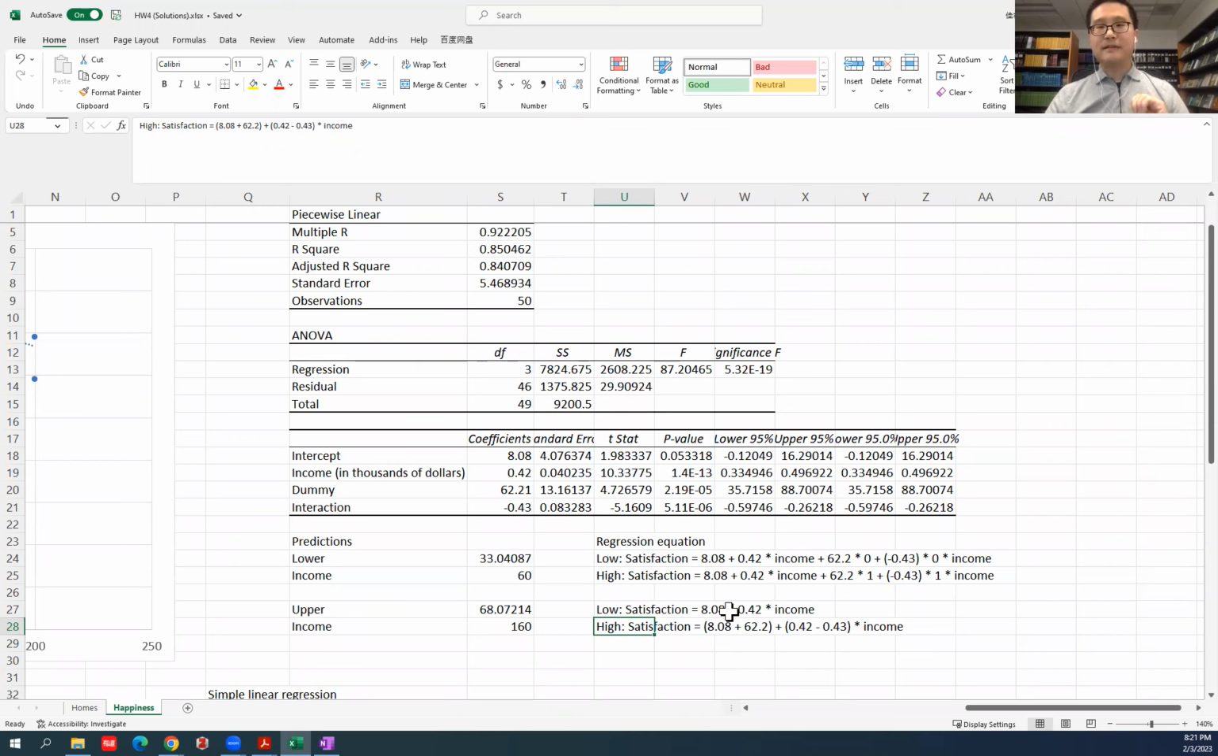Then we also want to mention the second part. That's where the intercept also differs. So we could say that for the low income group, the life satisfaction when income was 0 was about 8, whereas for the high income group, it was about 70. So they differ. Any questions regarding how we interpret a model with interaction?